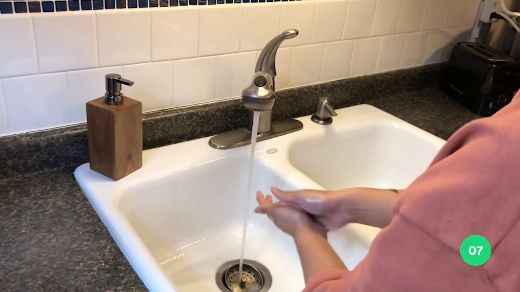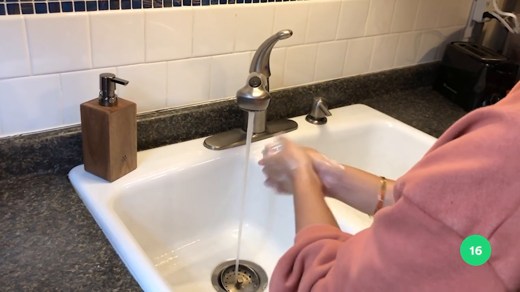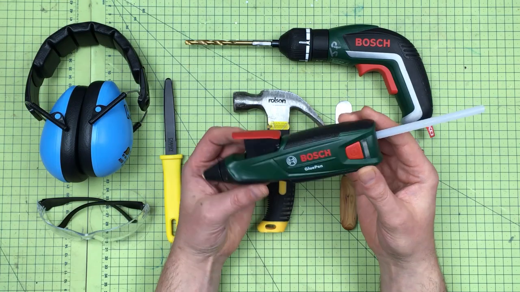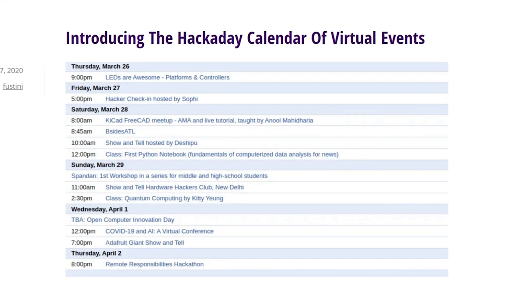This week on Maker Update, 20 seconds of Spotify from your soap dispenser, MIT's $100 open source ventilator, safe tools for kids, and the Hackaday calendar of virtual events.